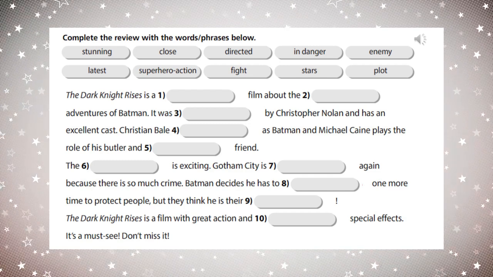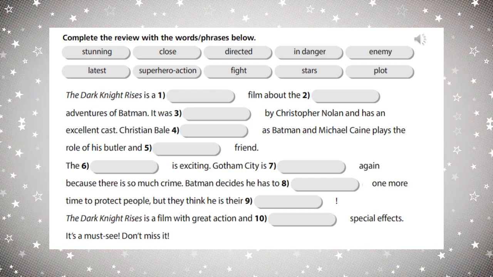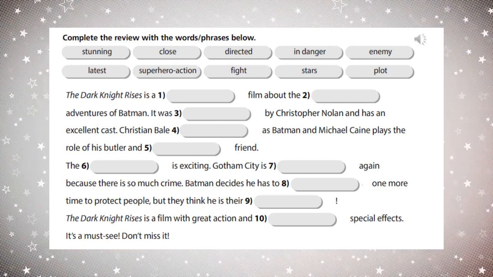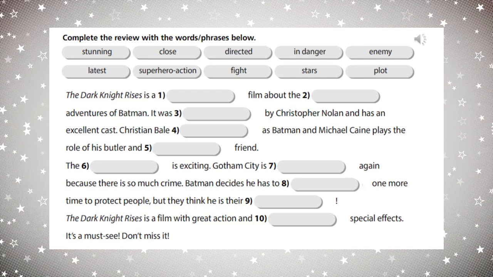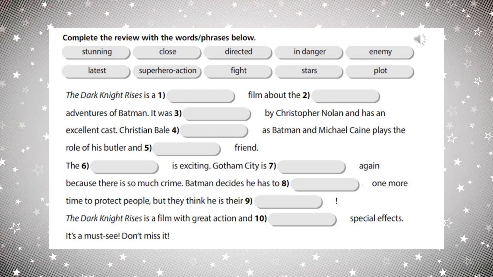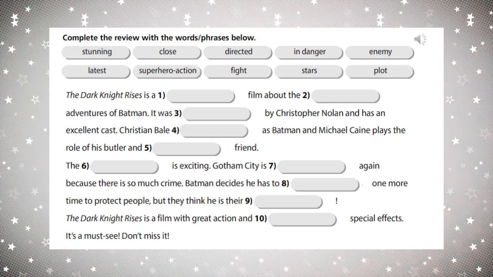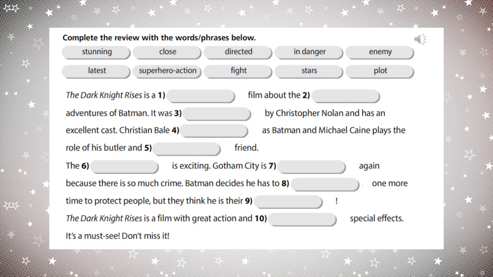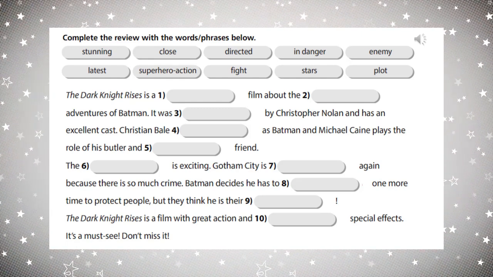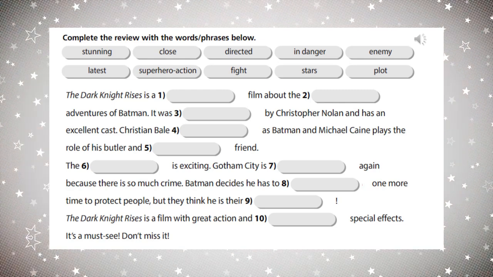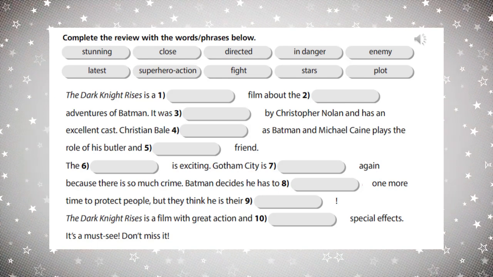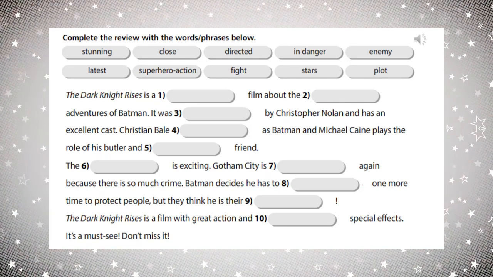The Dark Knight Rises is a superhero action film about the latest adventures of Batman. It was directed by Christopher Nolan and has an excellent cast. Christian Bale stars as Batman, and Michael Caine plays the role of his butler and close friend. The plot is exciting. Gotham City is in danger again because there is so much crime. Batman decides he has to fight one more time to protect people, but they think he is their enemy. The Dark Knight Rises is a film with great action and stunning special effects. It's a must-see. Don't miss it.